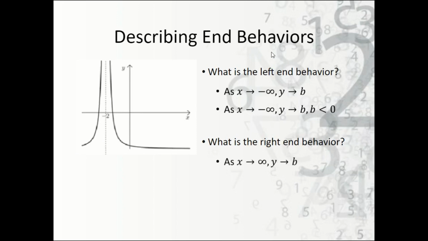Now, same thing on the right side. So as we approach infinity, as we keep going to the right, we're getting flat as well, approaching some value b, where b is the same thing as on the other side, and it is also less than 0.